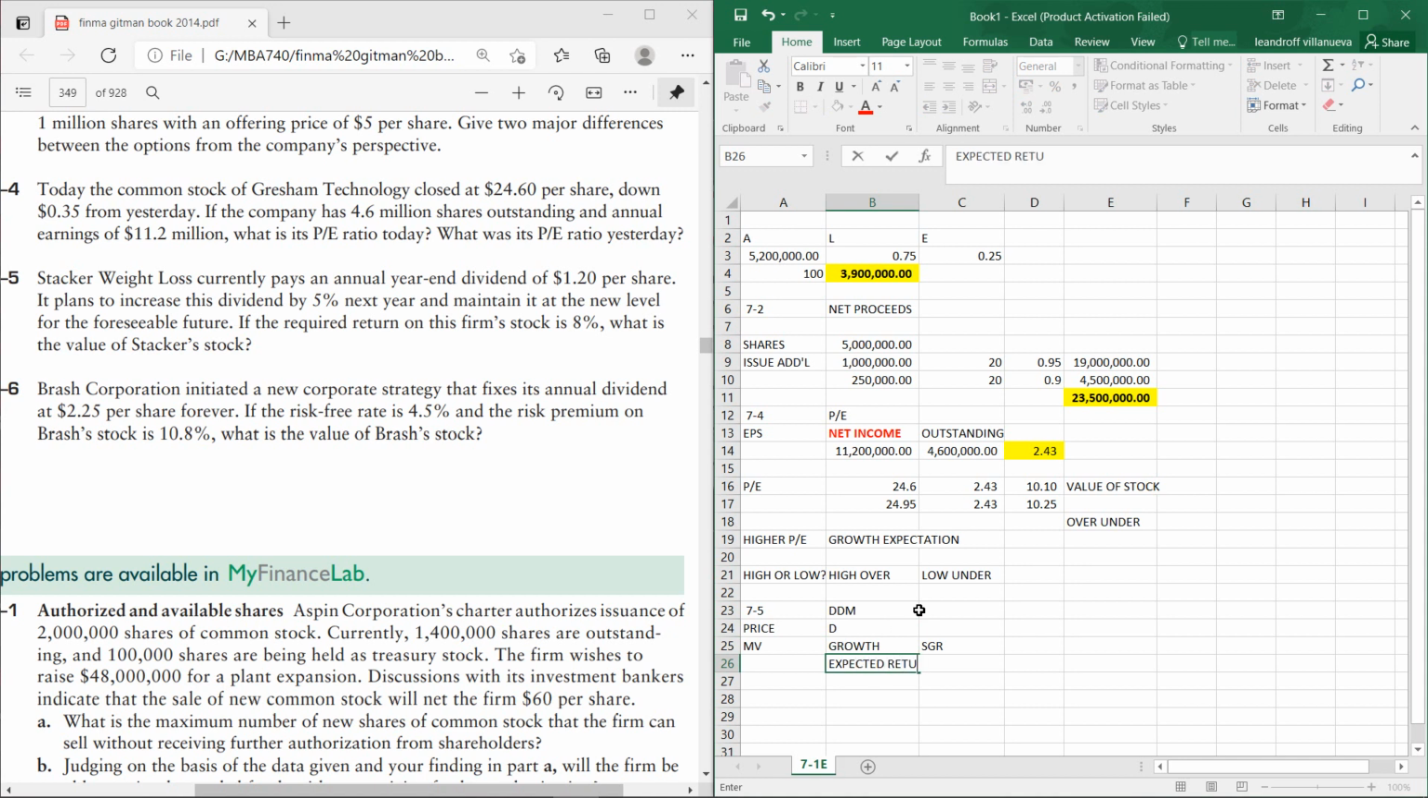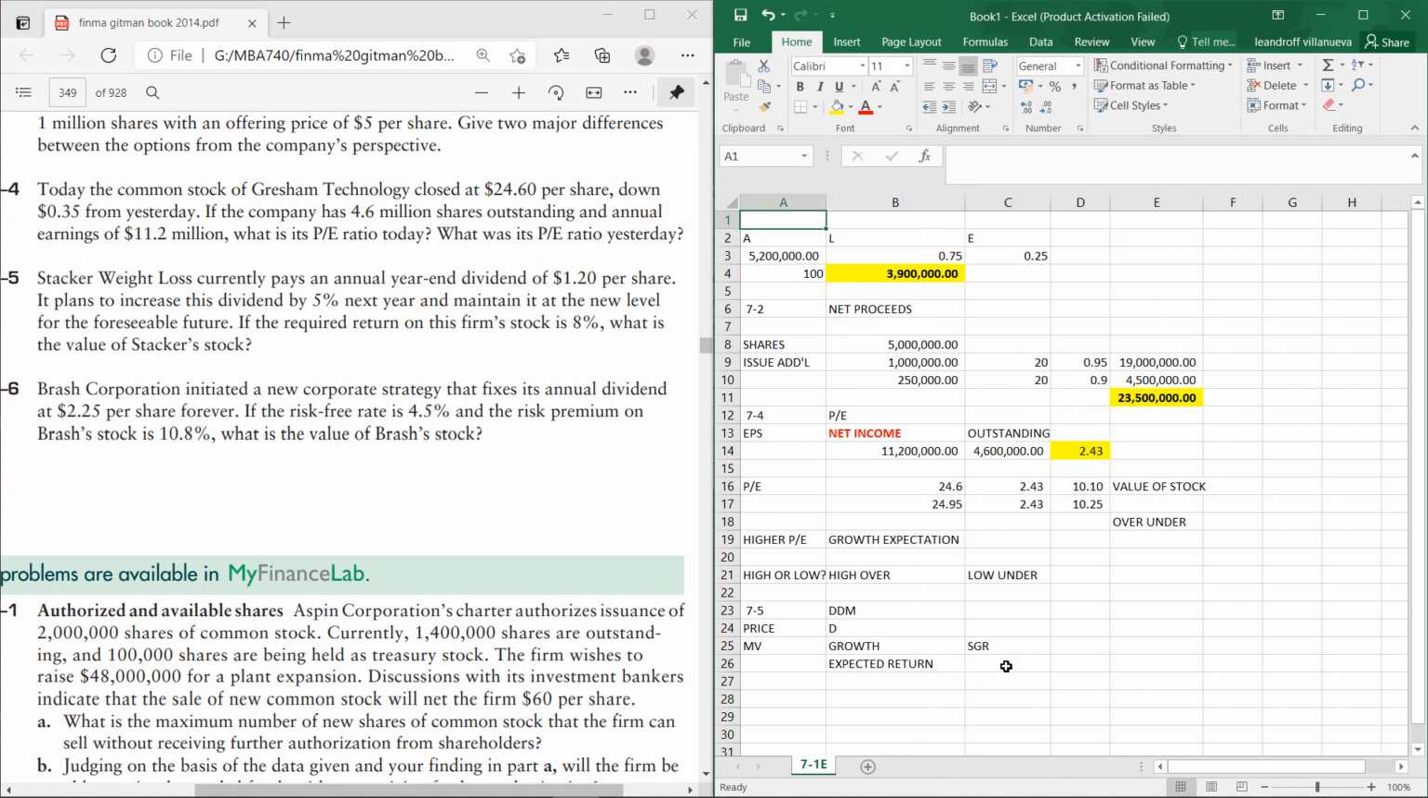Okay? Kasi, this will form part of your discount. Okay? Your expected return. This will be your effective rate. Tingnan natin ano yung mga data na meron dito sa 7-5.